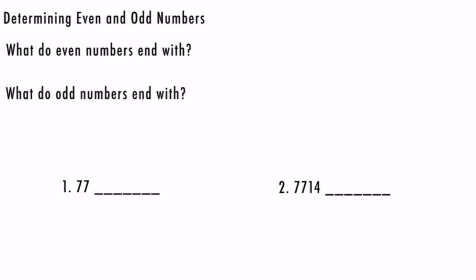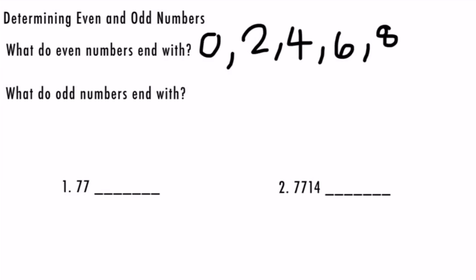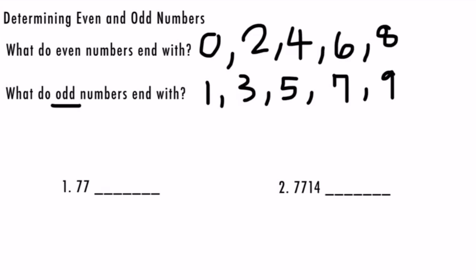Let's start off with our first topic, determining even and odd numbers. So it asks, what do even numbers end with? We need to keep in mind all even numbers end with even numbers. So even numbers include 0, 2, 4, 6, and 8. And then it asks, what do odd numbers end with? All odd numbers end with odd numbers, and we know that 1 is an odd number. 3, 5, 7, and 9 are all odd numbers. So if you see any number ending with 1, 3, 5, 7, or 9, they are odd numbers.